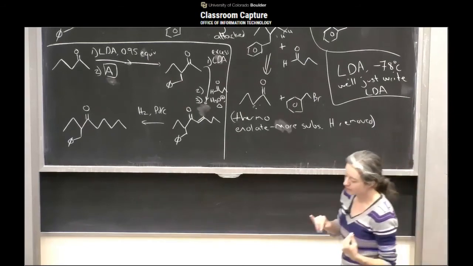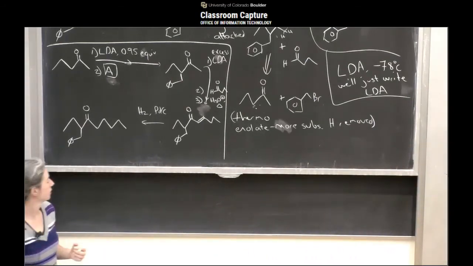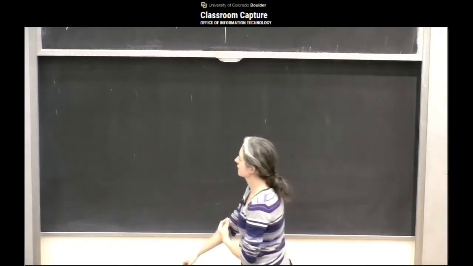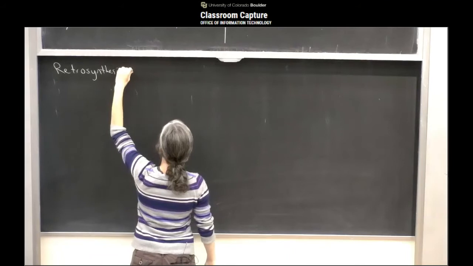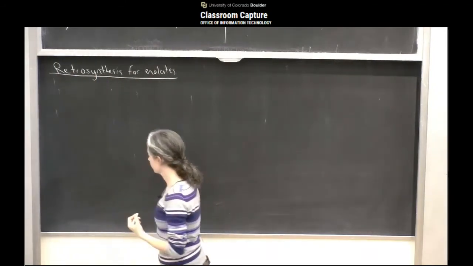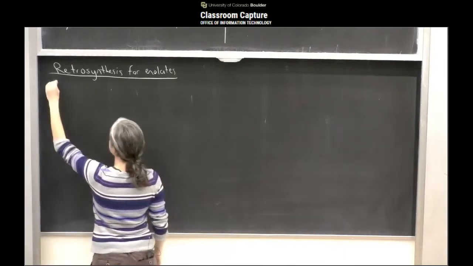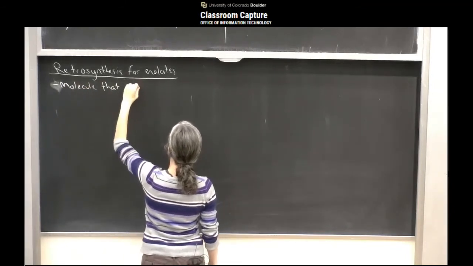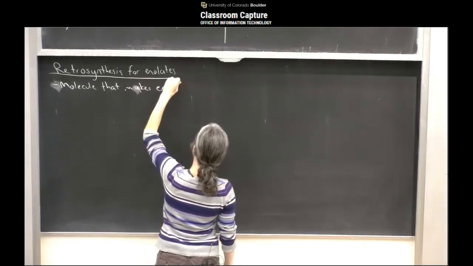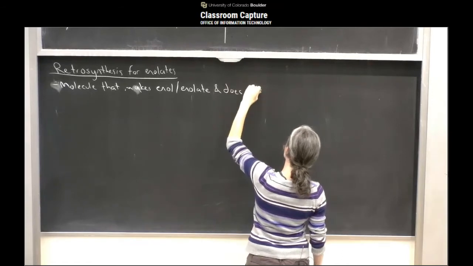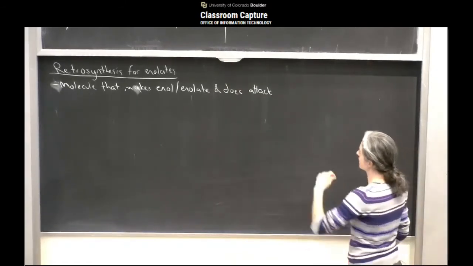Okay, cool. So one thing I did want to cover from the exam review session, yeah, I got time, is looking at a product and figuring out what attacked what during the reaction. So retrosynthesis for enolates. So as kind of a general rule, the molecule that makes the enol or the enolate and does the attack stays at the same oxidation level start to finish.